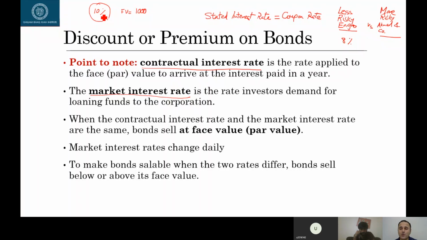The interest rate which is stated on that piece of paper, the stated interest rate, the contractual obligation, is different from the market interest rate. And why is it different? Because for companies which are less risky, the investor may need a lower required rate of return. But if a company is more risky, they will need a higher rate of return, like 20% compared to 8%.